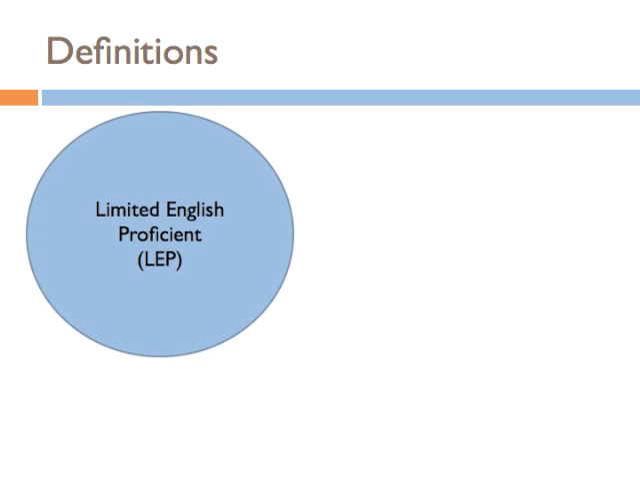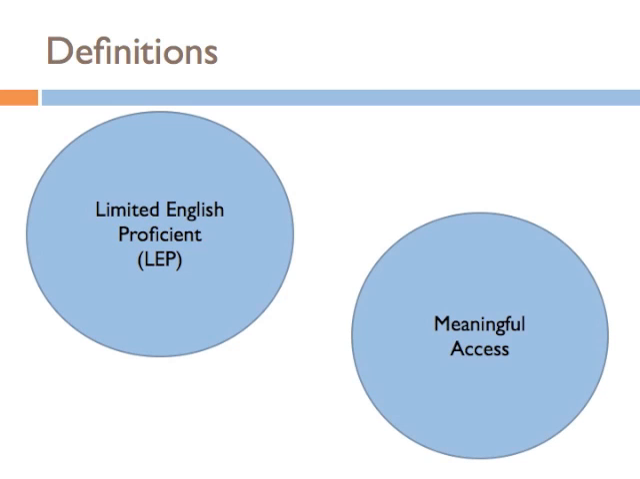First, let's establish some basic definitions. Limited English proficiency refers to an individual whose primary language is not English and who has a limited ability to read, speak, write, or understand English. Meaningful access refers to the provision of appropriate language services that allow an LEP person the ability to interact with a program or service, such that they can do so in a meaningful way. Additional definitions and terms will be explained in context throughout this video.